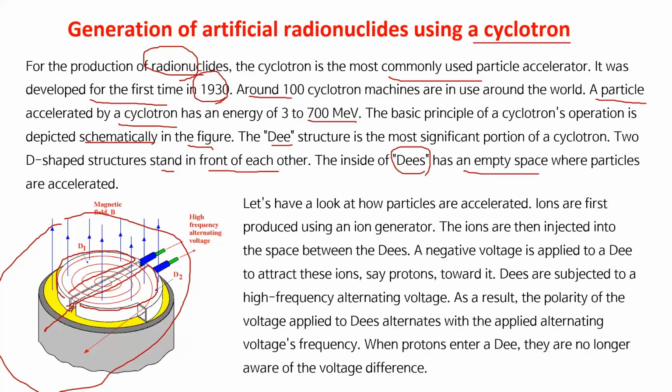Let's have a look at how particles are accelerated. Ions are first produced using an ion generator. The ions are then injected into the space between the Ds here. So ions are generated and injected into the space between the two Ds. A negative voltage is applied to a D to attract these ions, say protons, toward it.